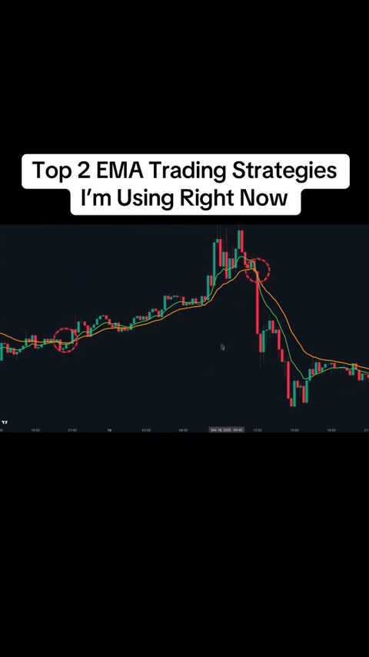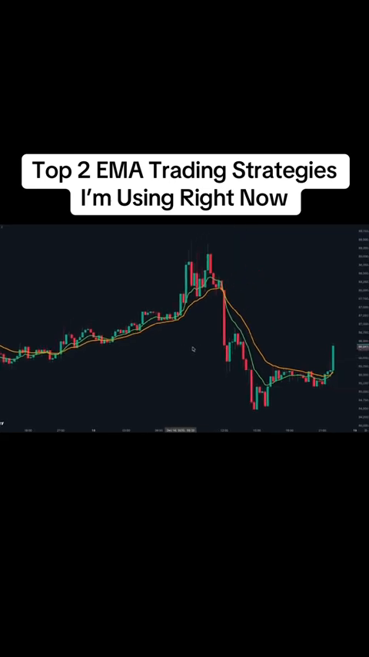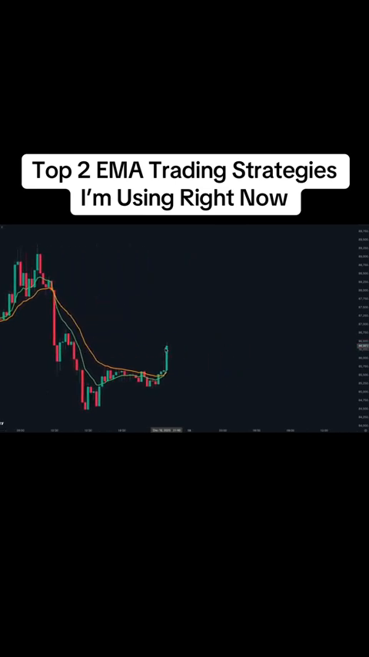Did they work? Did price respect them and move in the intended direction? If both of those previous crossovers worked, meaning price followed through cleanly, then you can trade the next one with confidence. But if even one of those last two crossovers failed, you skip the next signal entirely. You stay out. You wait. You don't force it.